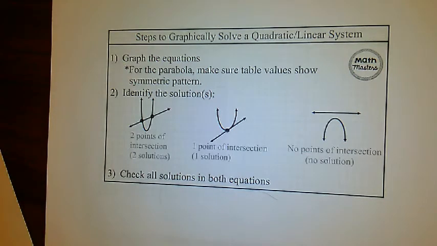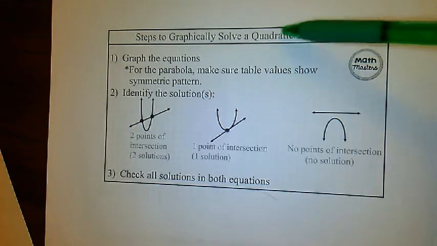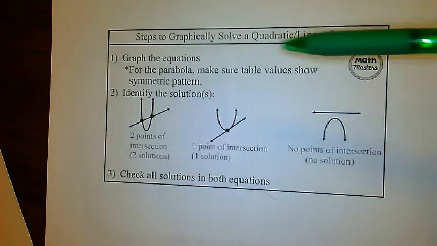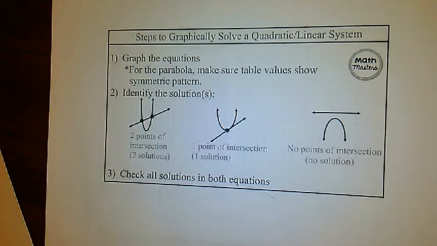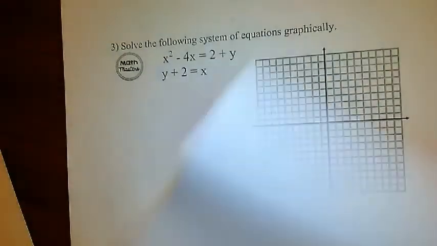Remember, this is exactly the same as any other system. Whenever a question asks you to solve for the system, it might be linear and linear, absolute value and linear, or quadratic, and it doesn't matter. Whenever they ask you to solve a system, they're asking where those graphs intersect each other. That's all you're looking for.